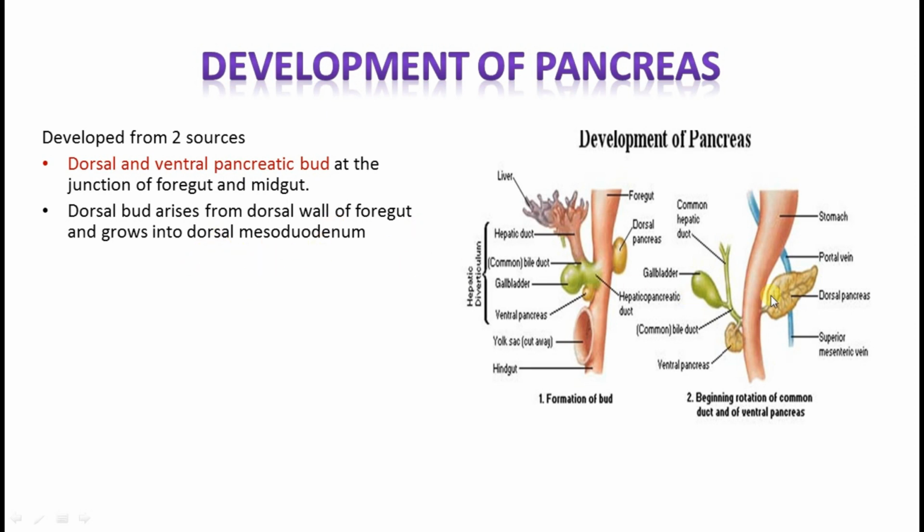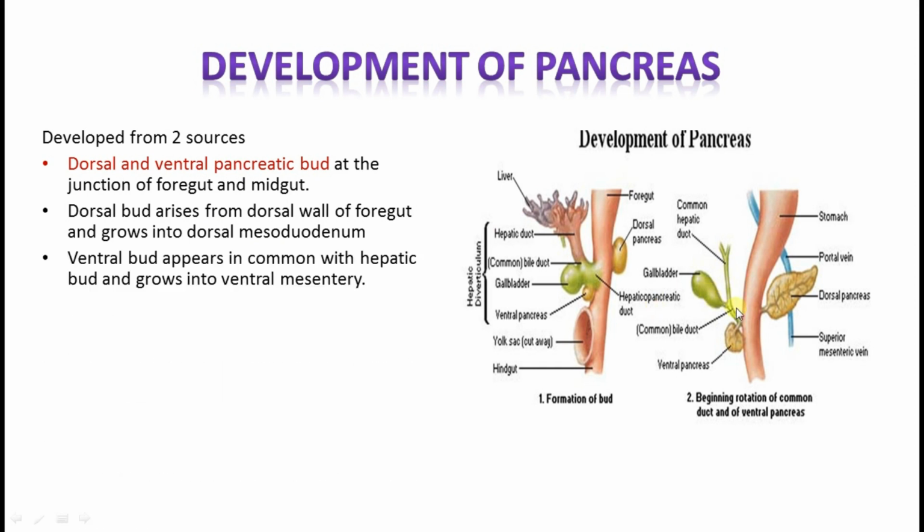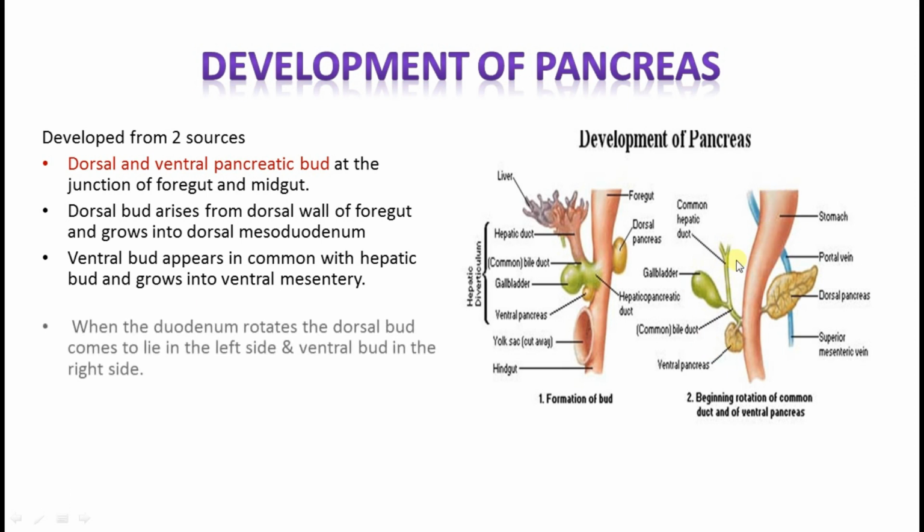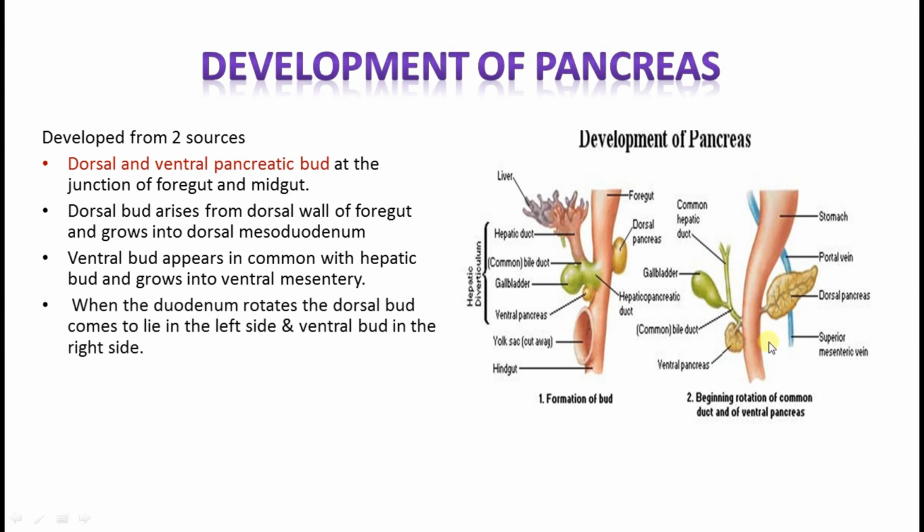So that is the dorsal bud. The ventral bud appears in common with the hepatic bud and grows into the ventral mesentery. Now, as I told you, when the stomach rotates, the C-shaped duodenum, which is convex anteriorly, has this convex part, which is to the front, rotate towards the right side and get fixed to the posterior abdominal wall.